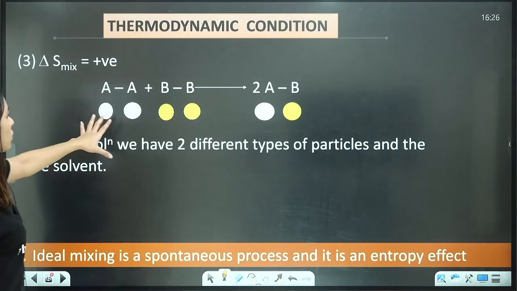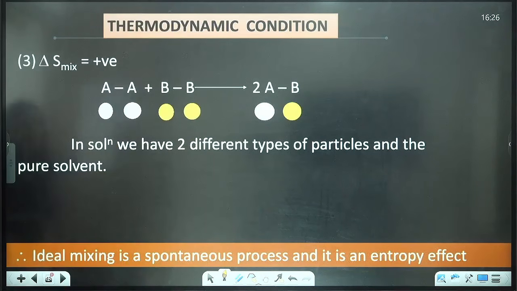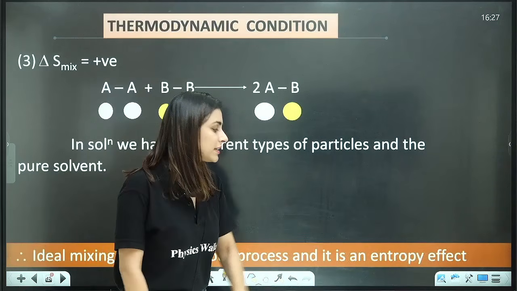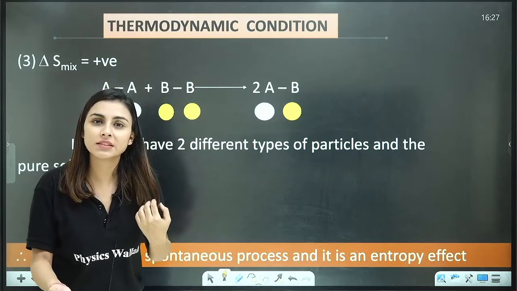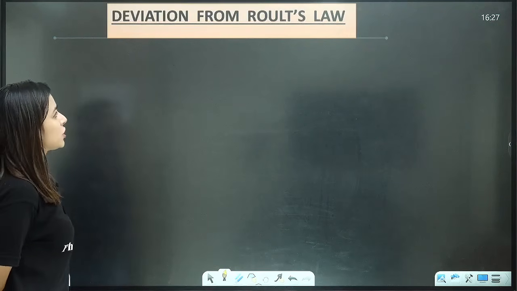Delta S mixing, you have white ball, yellow ball. In solution, we have two different types of particles. In the pure solvent, ideal mixing is a spontaneous process and it is an entropy effect. Okay? The more the entropy, the more spontaneous is the process. Perfect. Next. Now, deviation from Raoult's law.